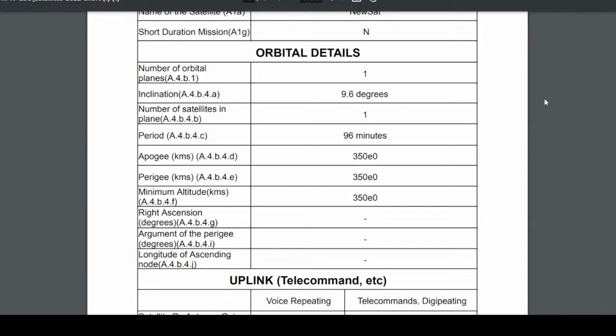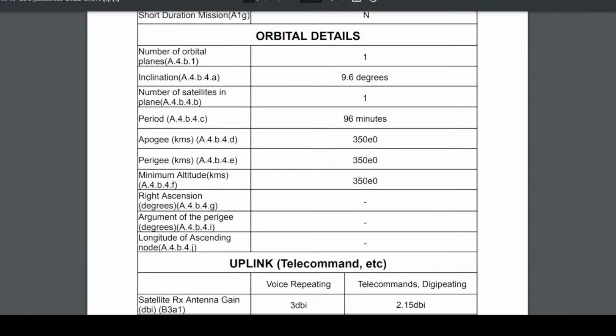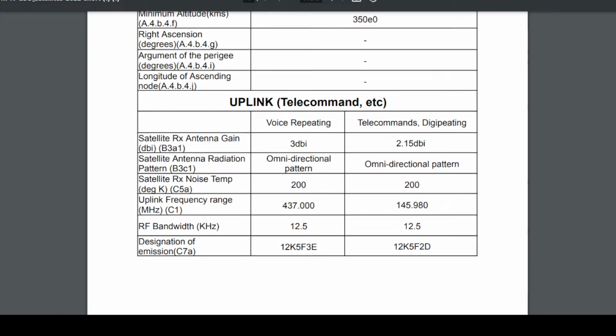Then number of satellites in the plane we will assume is just our satellite. Then period, which is basically a revolution of the orbit that completes one cycle, takes 96 minutes. The apogee is taken as 350 kilometers, and the perigee is taken as 350 kilometers. So this is an equidistant orbit. We are not at an angle where we can take the difference. It is not a complete ellipse, it's mostly circular. So that's why we kept it the same. The major reason for keeping it the same is because we are getting a geosynchronous orbit, which is easier to communicate with. Then moving on to uplink, as I had previously mentioned, the uplink is taken in respect to the satellite.